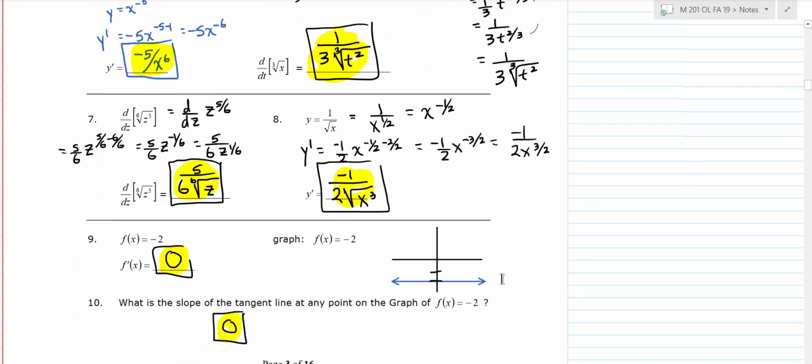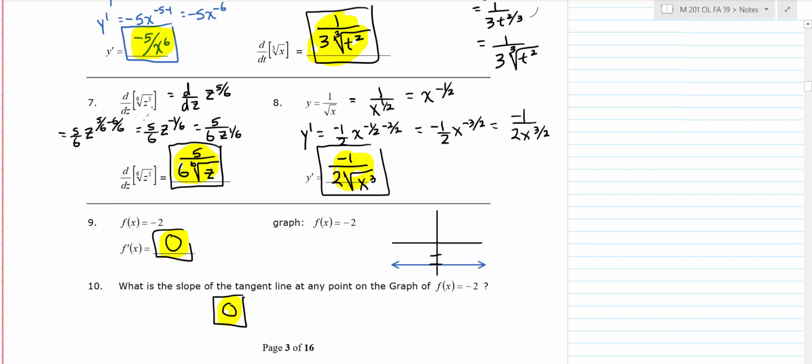Okay, and the last problems here are these. So I should have got this answer on 7, this answer on 8. Again, notice what I did. I changed that to z to the 5/6, and then power rule. Knock off the 5/6, subtract 1 from the exponent. That gives this, make the exponent positive, change the rational exponent back to a sixth root. So that's technically the sixth root of z to the first.